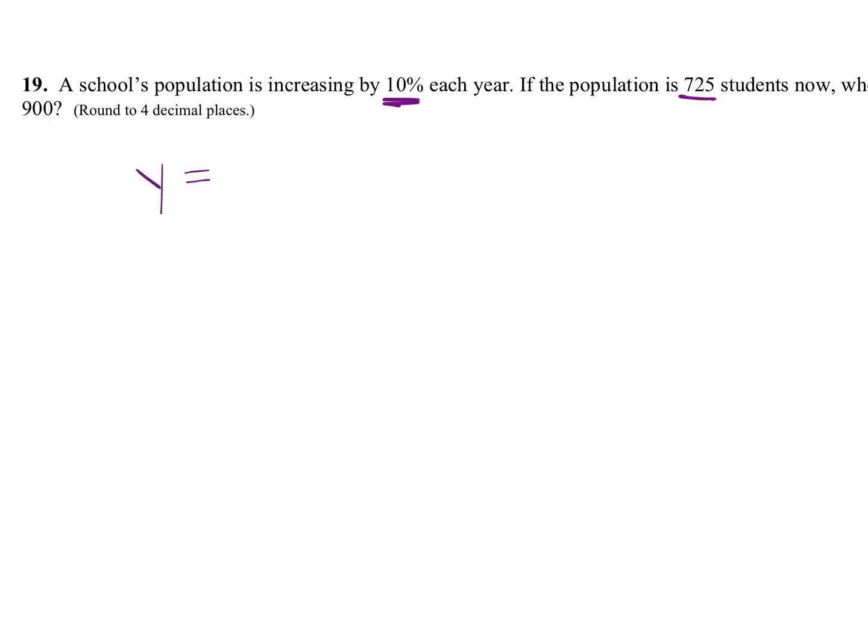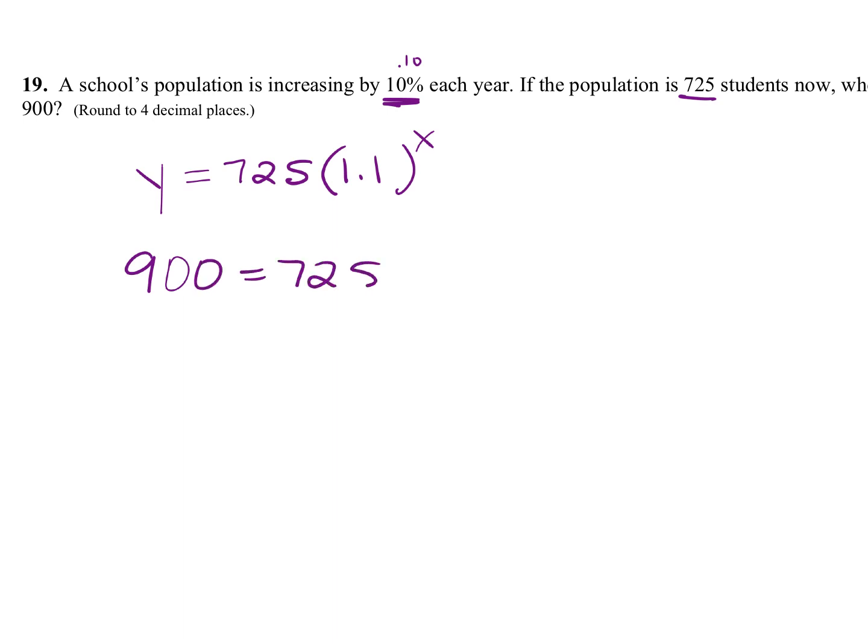So the equation, right, this is exponential growth, would be, what comes first? 725, your initial amount. What is your growth factor? It's not 10%. It's increasing. Oh, no, 1.1, right? 10% is 0.10, but you have to add a 1 to it. So it's 1.1 to the x power. So that's our equation. They're asking when will it be 900? So we're going to say this.